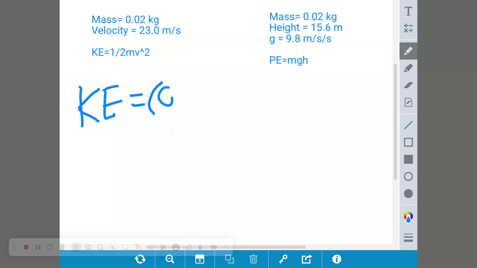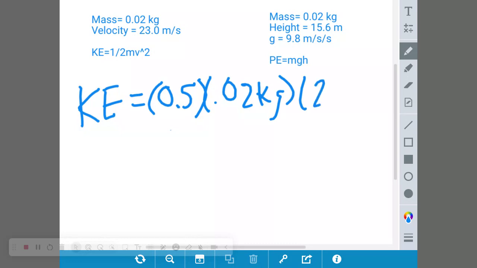Start with that half, that's 0.5. Then multiply that by the mass. Now the mass is in kilograms, 0.02 kilograms. That is 20 grams. Multiplied by the velocity squared. Now I will write the velocity squared like this, 23 times 23. Now I left the unit out just because I wanted to fit on the screen. Okay? If you multiply that through, this is what you get.